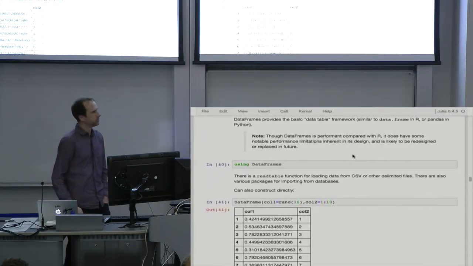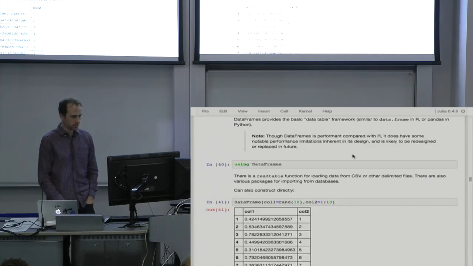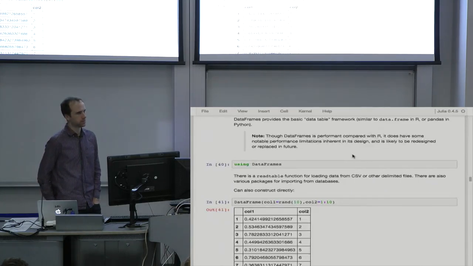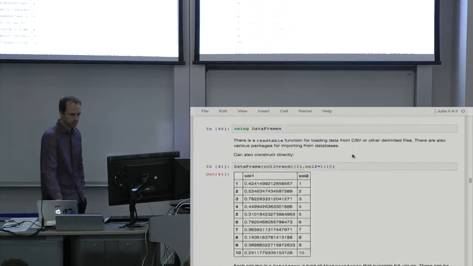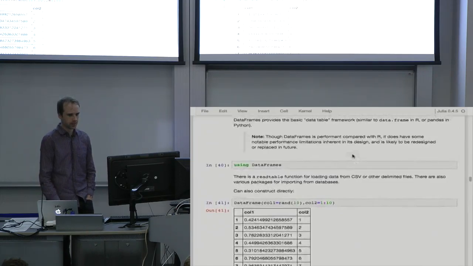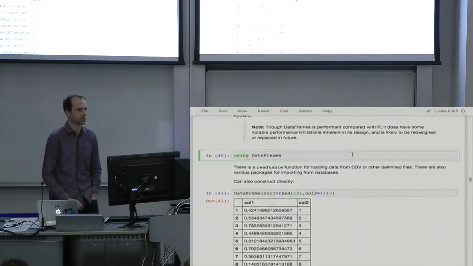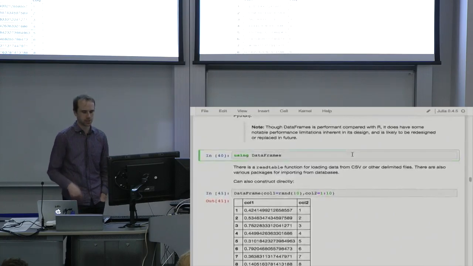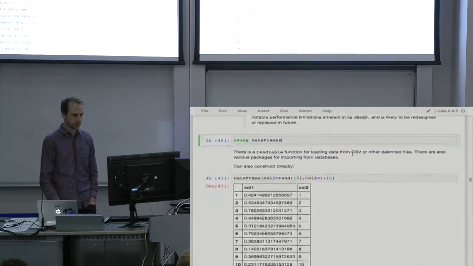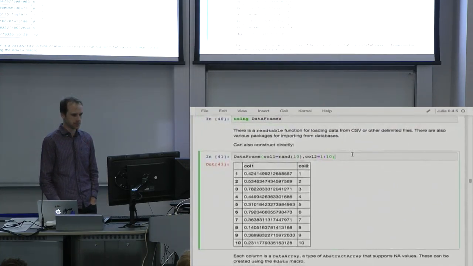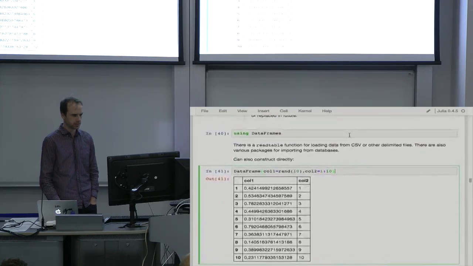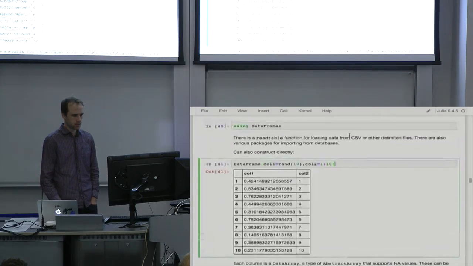DataFrames has been one of the oldest packages as well. Although it's fairly fast when you compare it with something like R, it does have a few inherent performance limitations, showing its age despite not being that old. It's one of these things that needs a bit of a redesign. In most cases it works quite well, but as soon as you start really pushing it to quite large sizes, you can notice some severe performance problems.